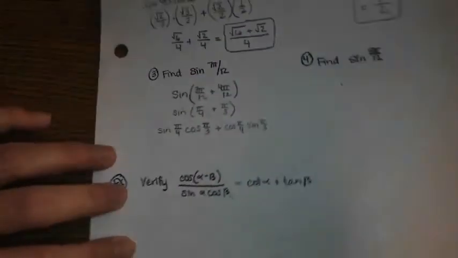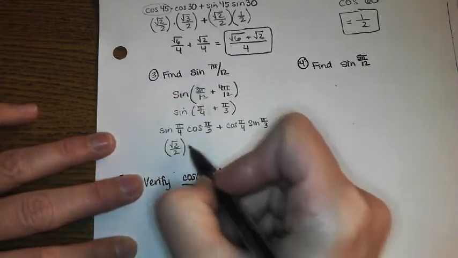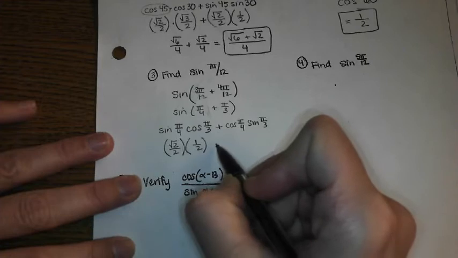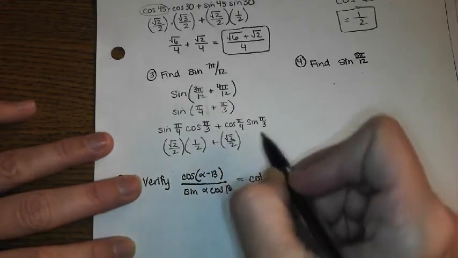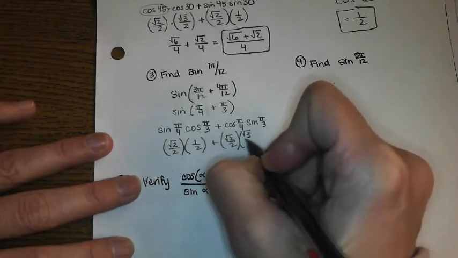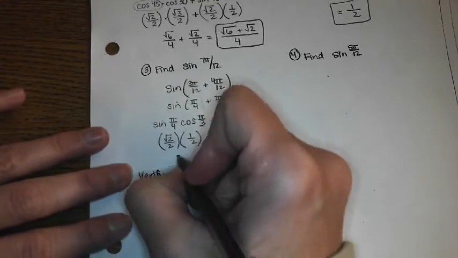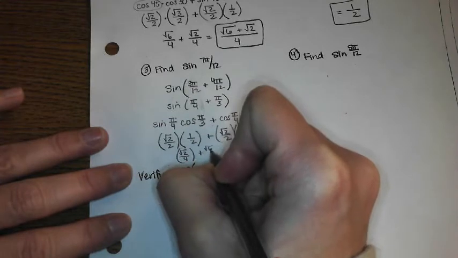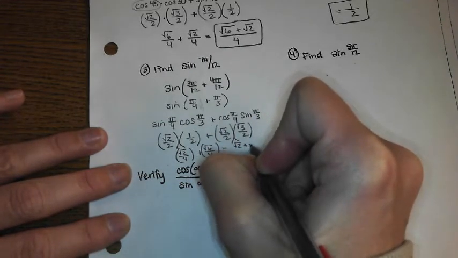And then we just evaluate and simplify. Sine of pi over 4, root 2 over 2. Cosine of pi over 3, 1/2. Cosine of pi over 4, root 2 over 2. Sine of pi over 3, root 3 over 2. So we're going to get root 2 over 4 plus root 6 over 4, and it just coincidentally happens to be the exact same value as that first one.